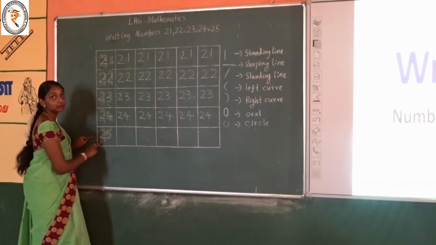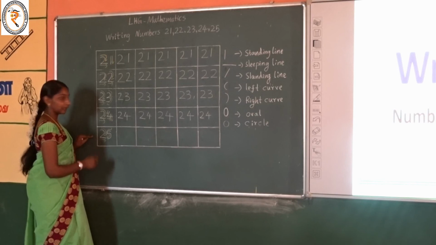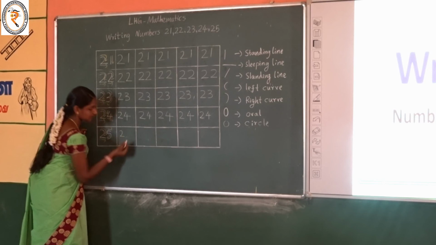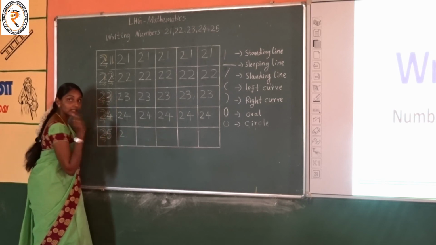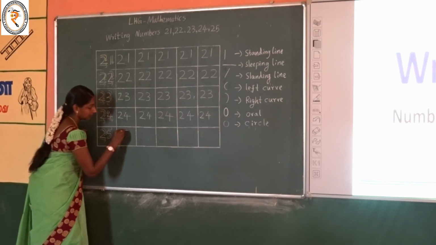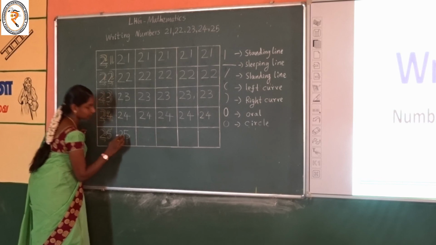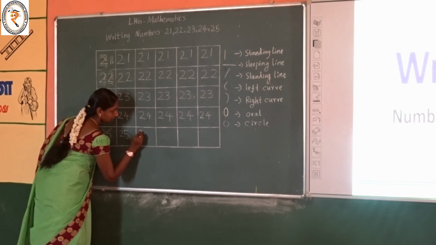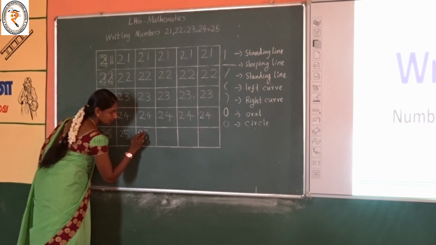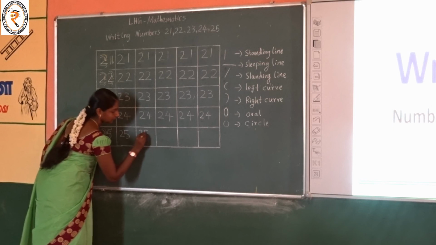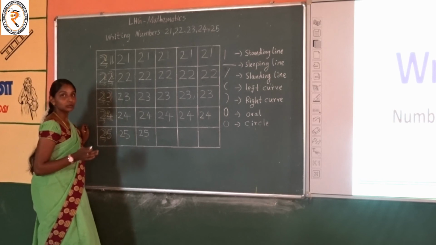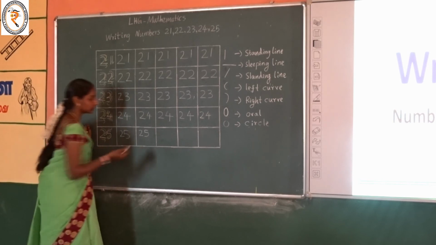For 25, you have to write the numbers 2 and 5 together. Okay, children. For 2, right curve and sleeping line. To write the number 5, there are only 3 simple steps. First is a sleeping line, next a standing line and a right curve. Okay, by practicing you can write the numbers fluently.